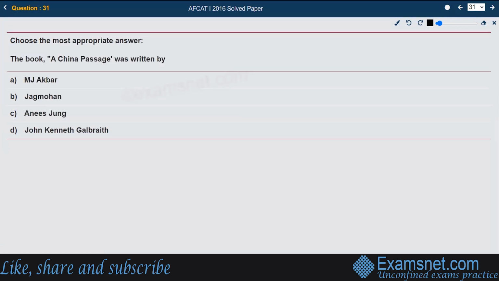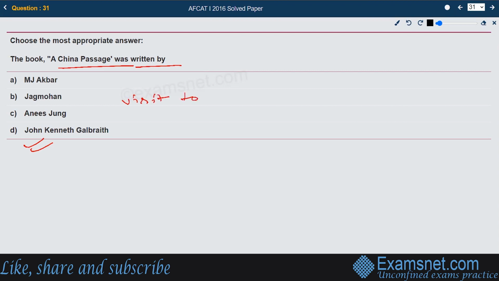Next, choose the most appropriate answer. The book A China Passage was written by... So this is a GK section. China Passage was written by John Kenneth Galbraith. The right answer is John Kenneth Galbraith. In this book, he wrote about his visit to China.